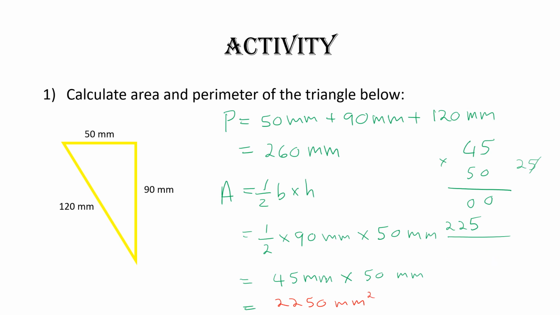Of course, you have to show your working at all times. Even if you use your calculator, never deny showing your working. It's no excuse for not showing working. And that's the end of today's video. So that's how you find the area and perimeter of any triangle using half base by height.